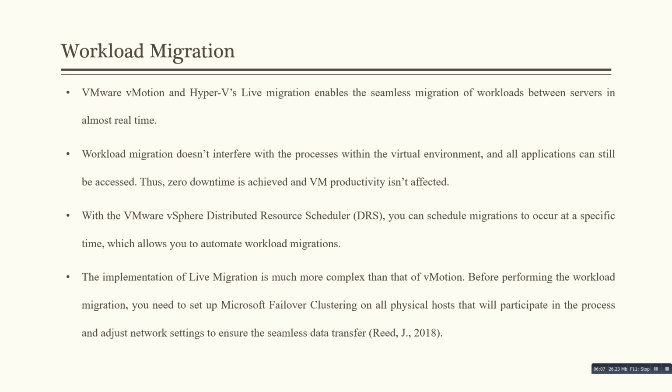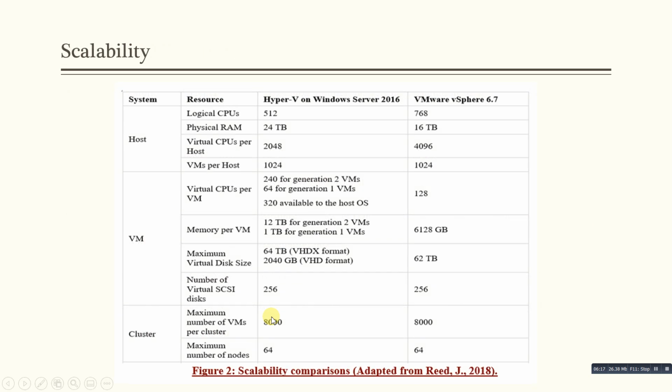In terms of scalability, we can see the differences between Hyper-V and VMware vSphere. Scalability in terms of number of CPUs and RAM, for host, for VMs, as well as for cluster is provided here. Based on the individual IT requirements, we can choose the appropriate virtualization platform.